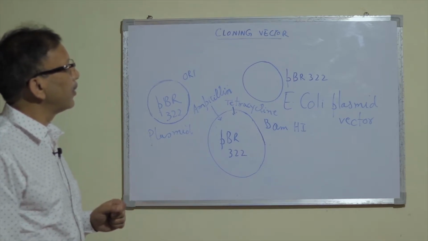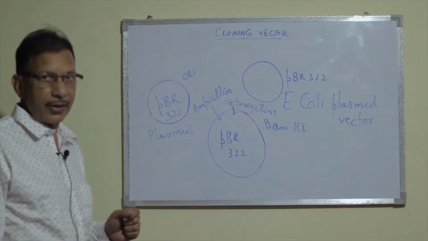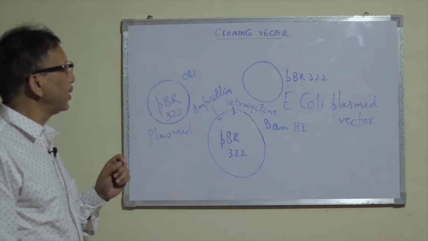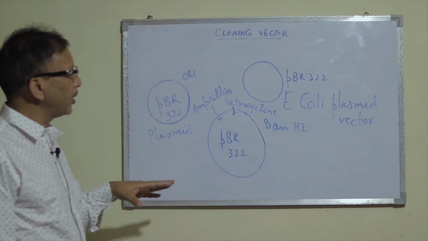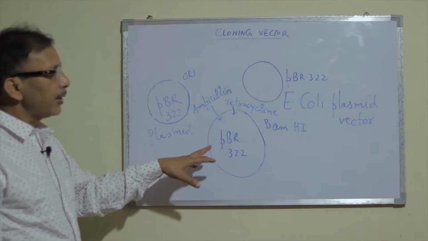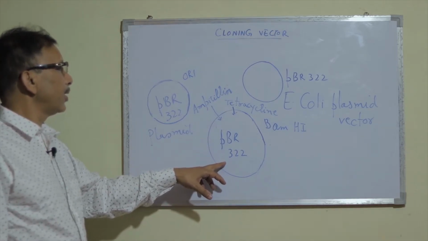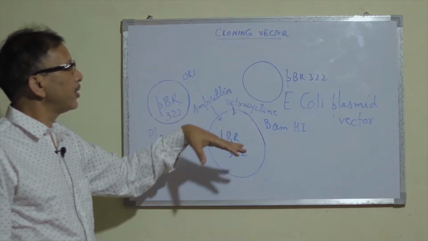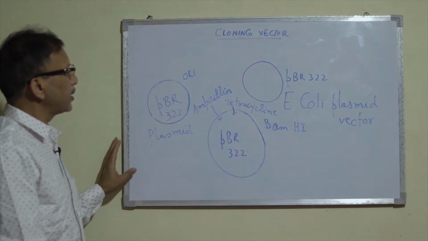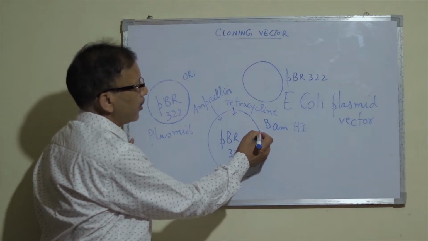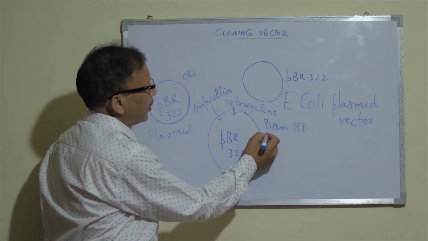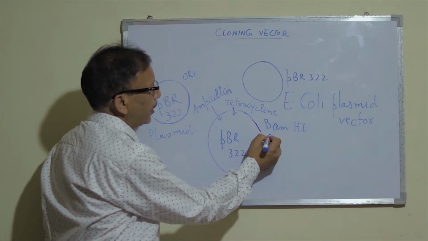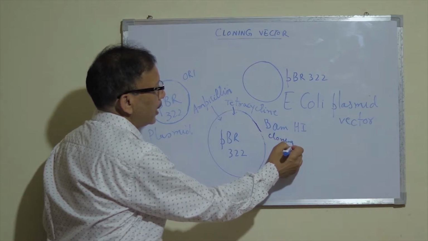These kinds of organisms are called cloning vectors in biotechnology. Nowadays we can use the already engineered cloning vector of E. coli known as pBR322. It has many sites. BamHI is the cloning site. Okay, this will be the cloning site.